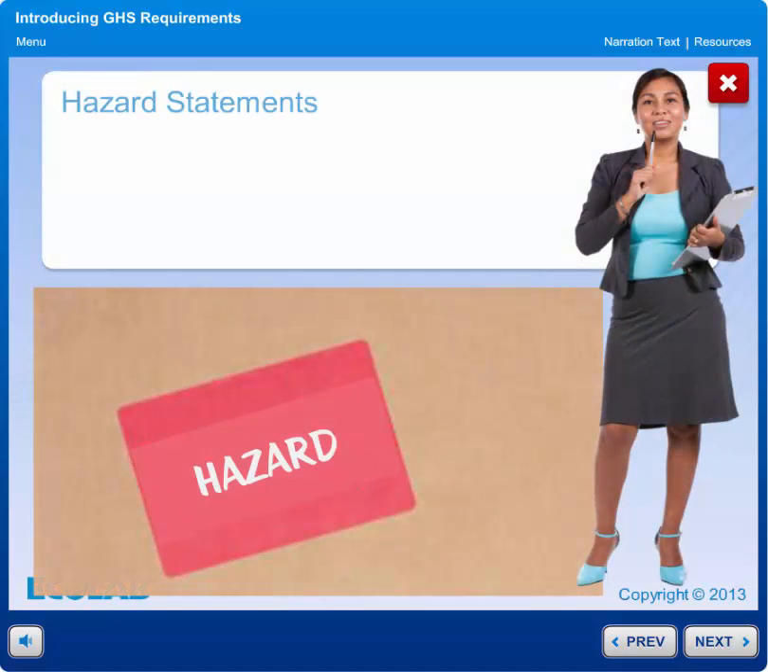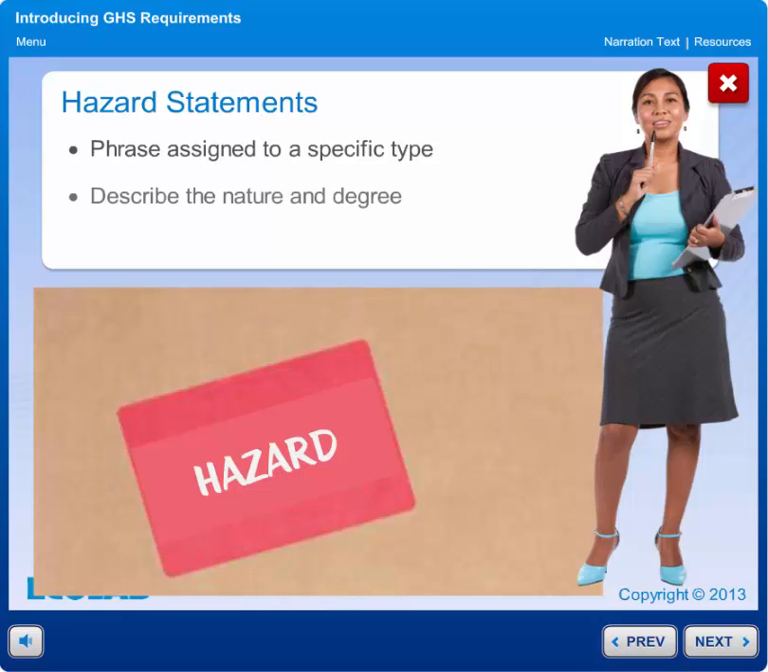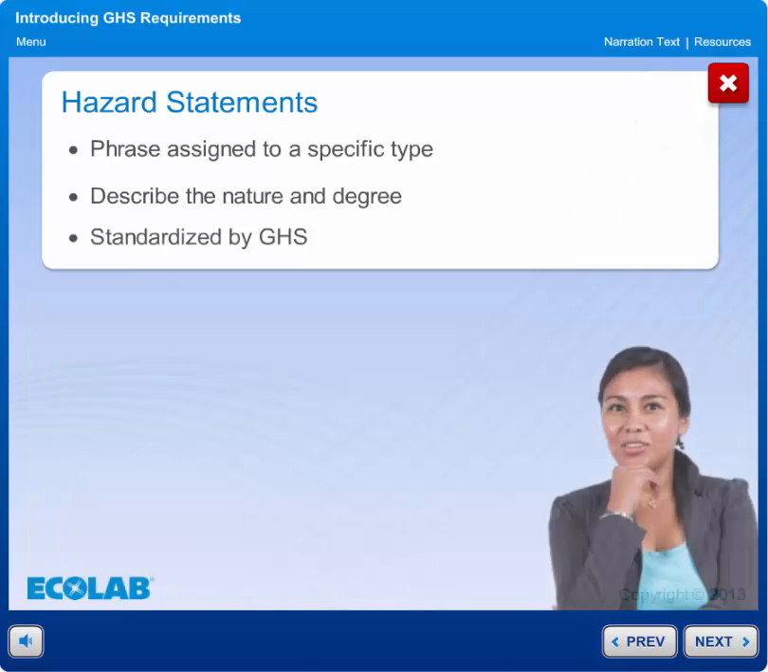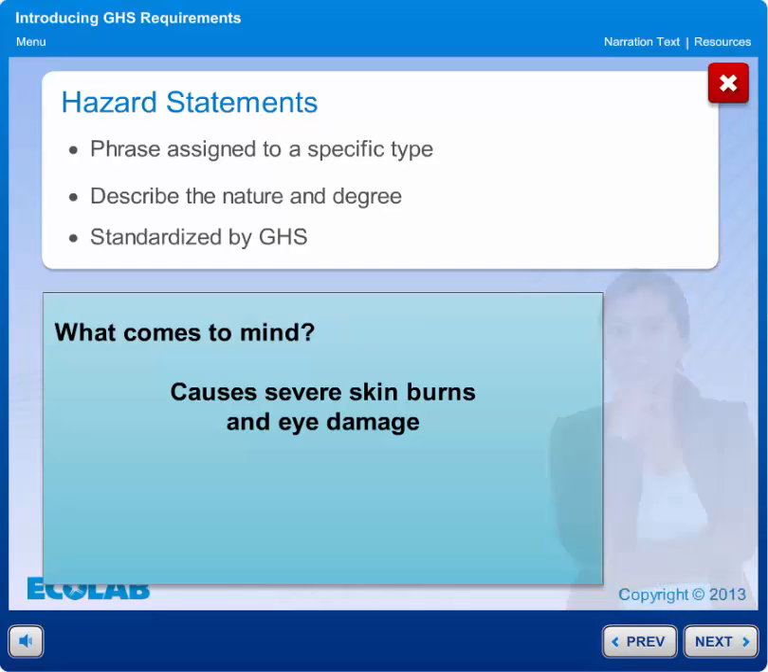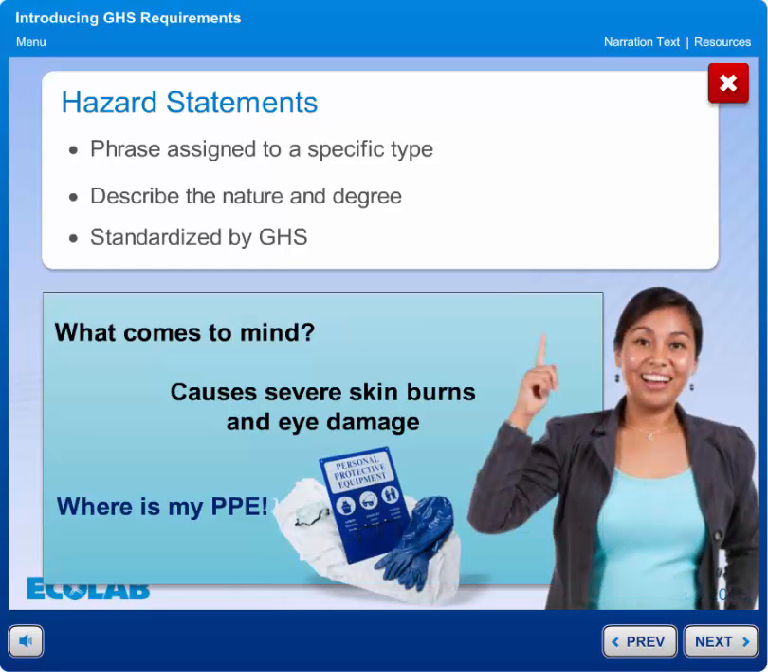When we talk about hazard statements, we are talking about a phrase assigned to a specific type of hazard, which is used to describe the nature and degree of the hazard, such as causes skin irritation or may intensify fire, oxidizer. For example, if you see the hazard statement causes severe skin burns and eye damage, what comes to mind? Where is my PPE should be one of the first things that comes to your mind. Hazard statements are largely standardized by GHS based on the hazard.